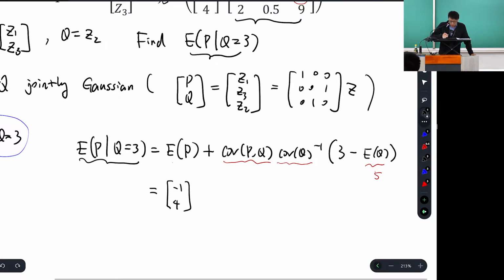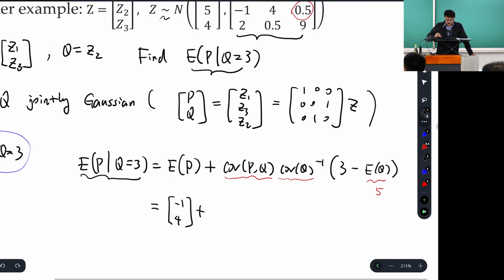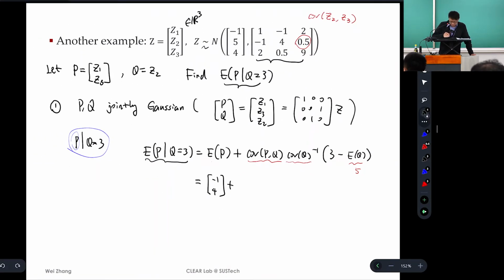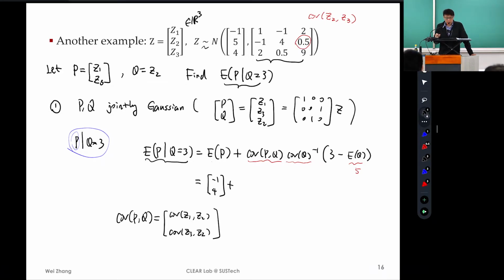Minus 1, 4, okay? What about covariance PQ? So covariance P and Q is covariance Z1 with Z2 and the covariance Z3 with Z2. Okay, it's 2 by 1.